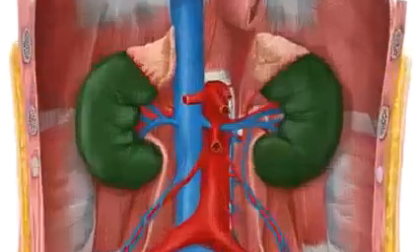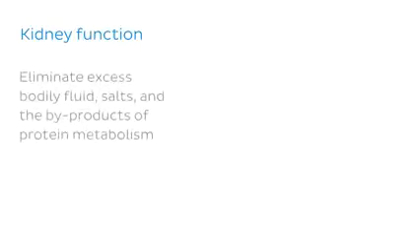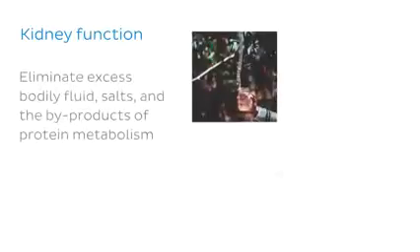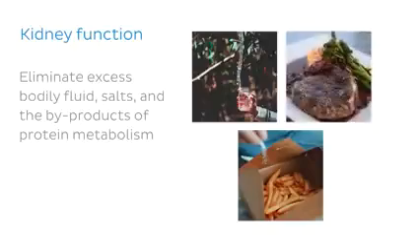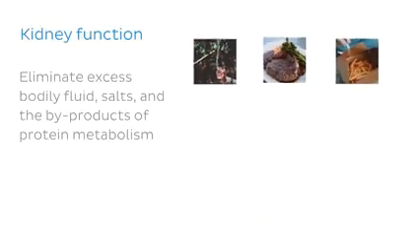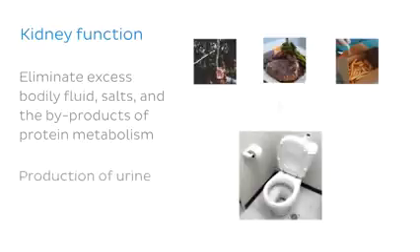Now that we've looked at the anatomy of the kidneys, let's explore the function. The main function of the kidney is to eliminate excess bodily fluid, salts, and the byproducts of protein metabolism. This results in the production of urine that is transported out of the kidneys through the ureters, which happen to be the next structures that we're going to be talking about, the ureters.